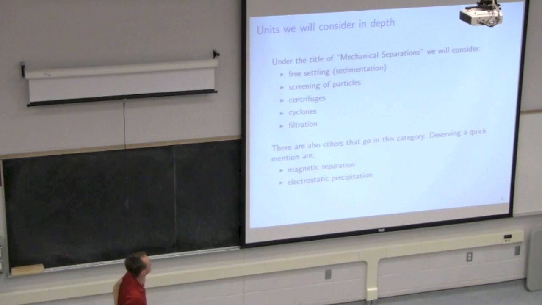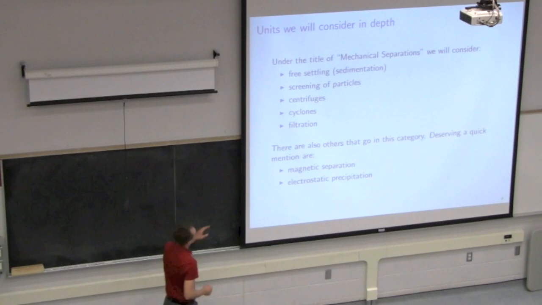So let's take a look at what some of those examples are. Well, the one we're going to consider today is sedimentation. We will also then consider screening of particles. We'll look at centrifuges and cyclones in the next few weeks, and then filtration after that. And then filtration leads naturally into membranes, and membranes are really just another form of mechanical separator. But we'll consider them in a slightly different category.